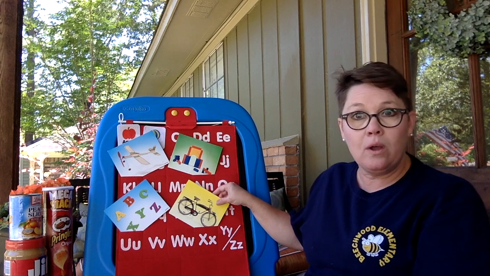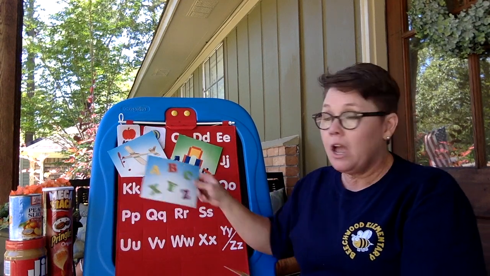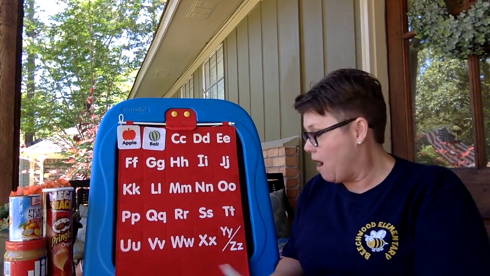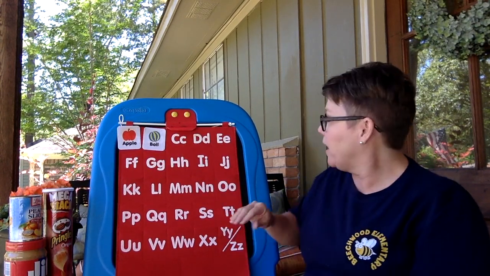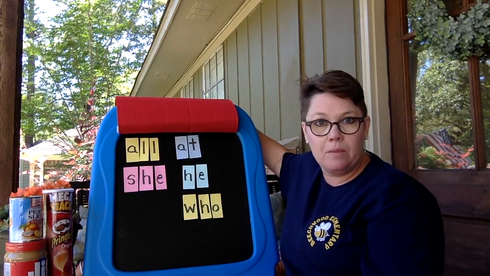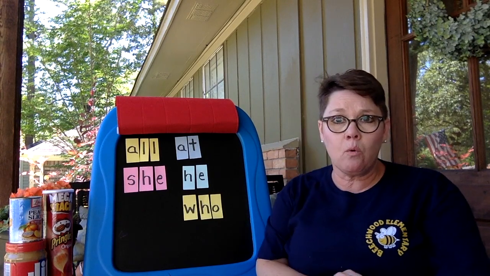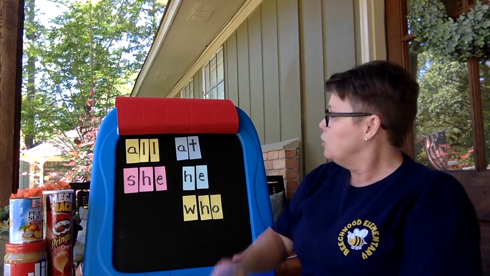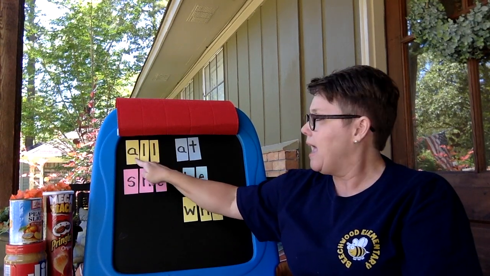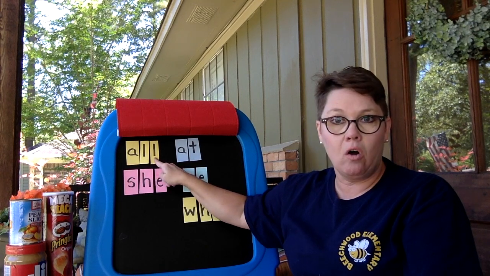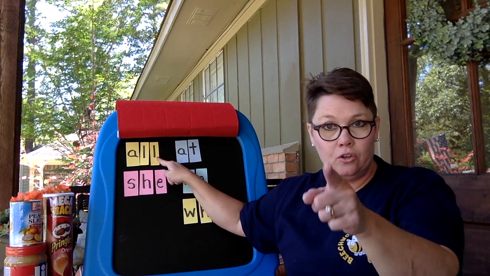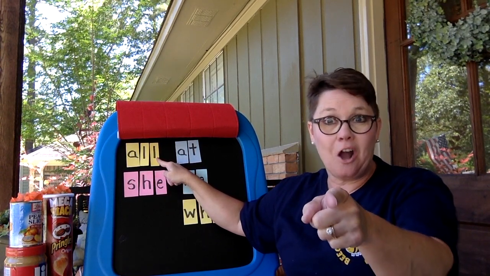Okay, so the next thing that we're going to do is we're just going to go over our sight words that we had from yesterday. Are you ready? Okay, let's just flip this right over, and there are our sight words that we built. And so let's go over those together, okay? So our first sight word is all. A-L-L is all. Okay, so I want you to repeat it after me. All. Your turn. Good. All.